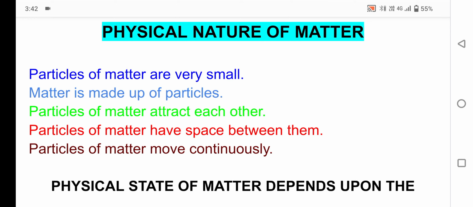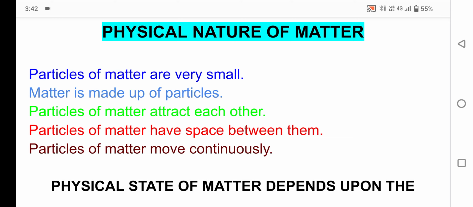In this video, we are going to continue the matter part, and this is part 2. So, let's start. In this, we will be discussing the physical nature of matter. The first one is: particles of matter are very small.